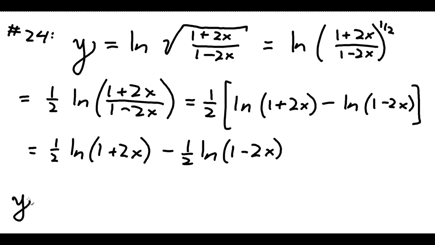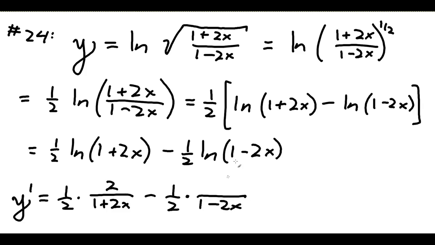So now when we take the derivative y prime, we have 1/2 times the derivative of this logarithm, well, that'll put 1 plus 2x in the denominator, and the numerator will have the derivative of 1 plus 2x, which is 2. We have minus 1/2 times the derivative of this logarithm. That puts 1 minus 2x in the denominator. And the numerator is the derivative of 1 minus 2x, which is negative 2.